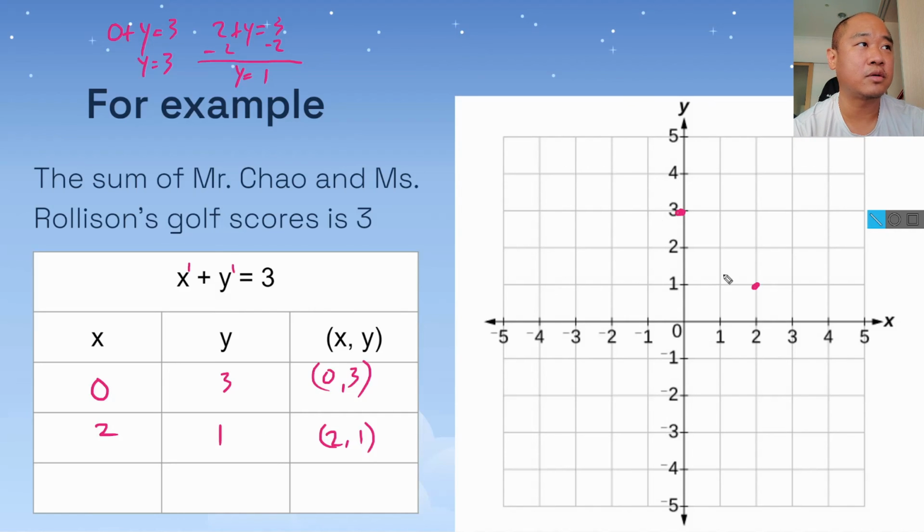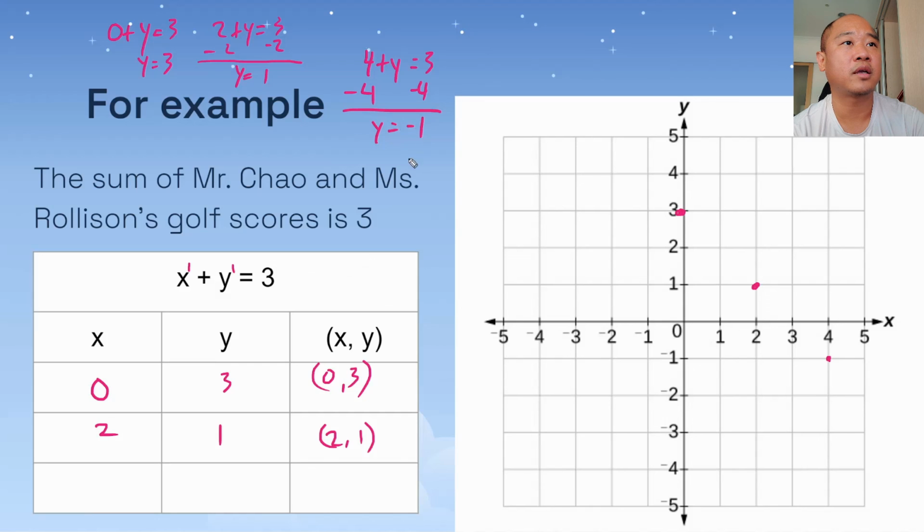So we can kind of already see where the points are going to be, right? So I think that there's going to be one right here. Let's see if I'm right. So what if x was 4? x plus y equals 3. Subtract 4 from both sides. And look at that. y equals negative 1. So 4, negative 1.